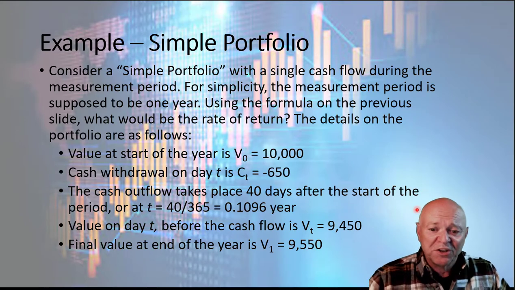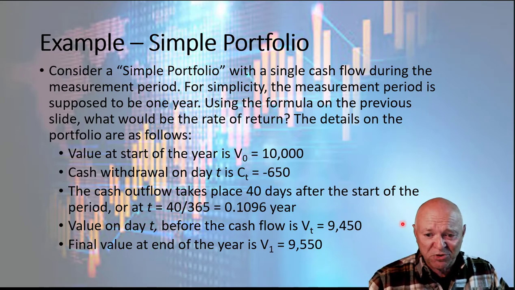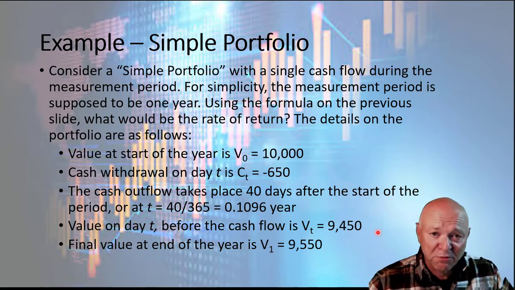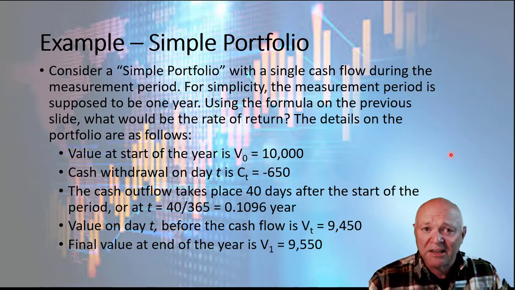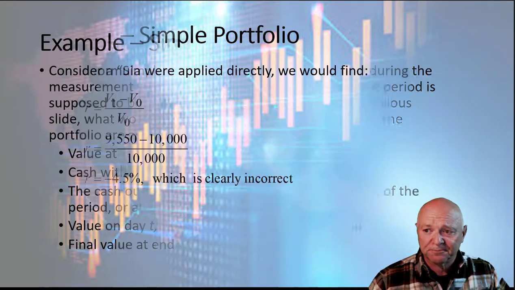The value on the day before the cash is withdrawn is $94.50, and the final value at the end of the year is $95.50. So with those basic bits of information, we're going to calculate our rate of return, using both the money-weighted and the time-weighted rates of return.